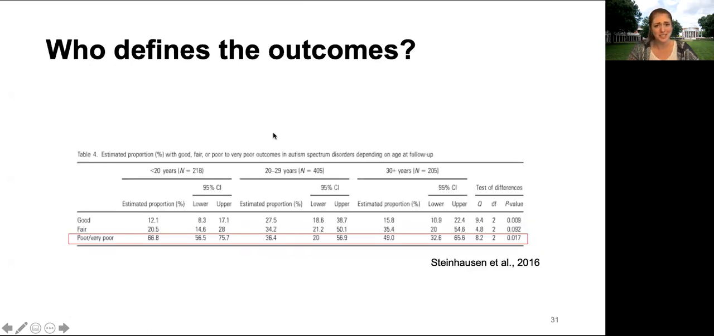And so objectively, that's a negative thing, right? I can't really imagine anyone arguing that we want to do anything but decrease cardiovascular problems and diabetes and suicide attempts in autistic adults. But also there's other ways that people have described outcomes that are a little less objective.